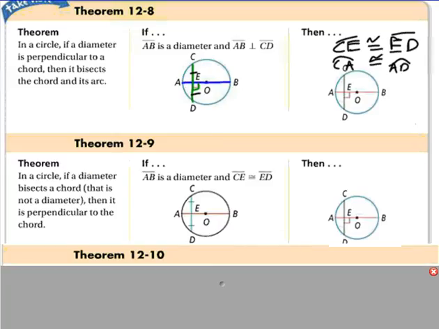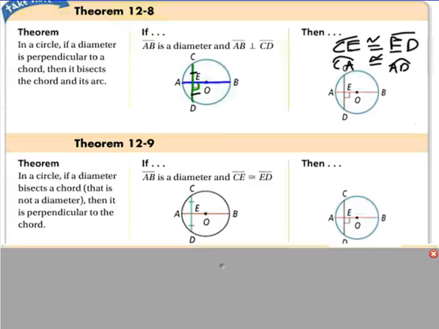All right, theorem 12.9. Again, we're dealing with these perpendicular things. So in a circle, if a diameter bisects a chord that's not a diameter, then it is perpendicular to the chord. Because this is almost the exact converse. So if it bisects just the chord that we have here, then we know that they're perpendicular to each other. So segment AB, which was the diameter, is perpendicular to the chord CD.